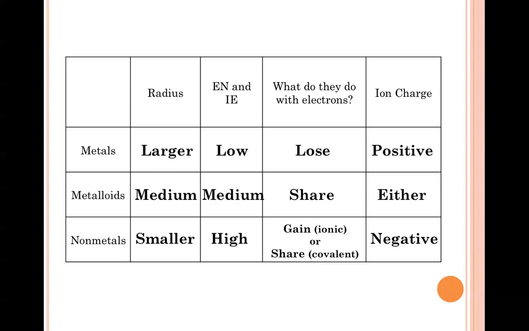Now, nonmetals tend to be our smallest elements, and they have the highest ionization energies and electronegativities. What usually happens depends on what they're bonding with. Nonmetals will gain electrons if they're forming ionic bonds, or if they're bonding with other nonmetals, they'll share to make covalent bonds. And for the most part, we'll see that the ions that form from nonmetals, which come from our ionic bonds where they gain electrons, are going to be negative.